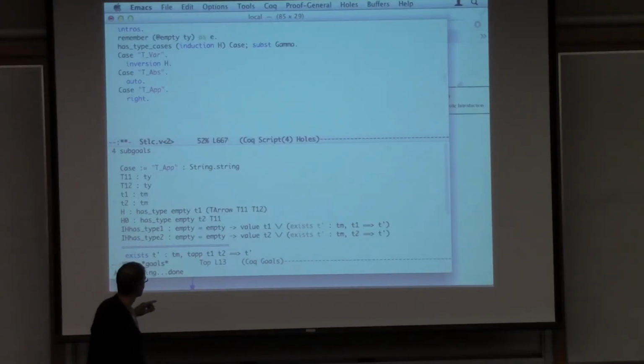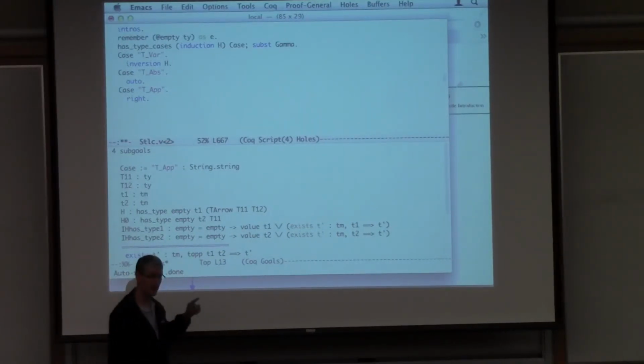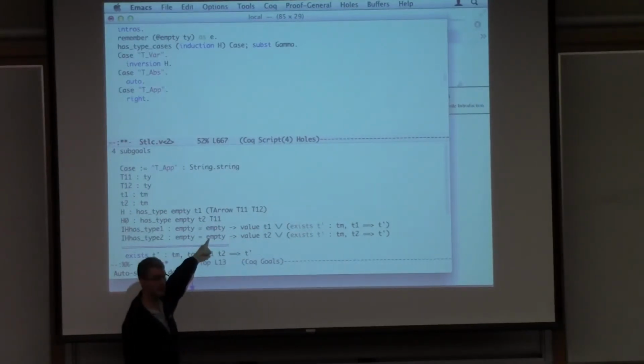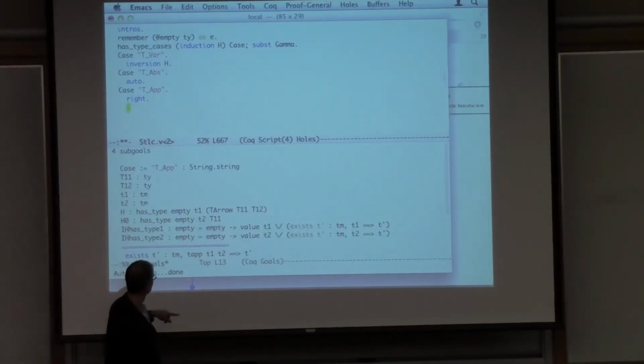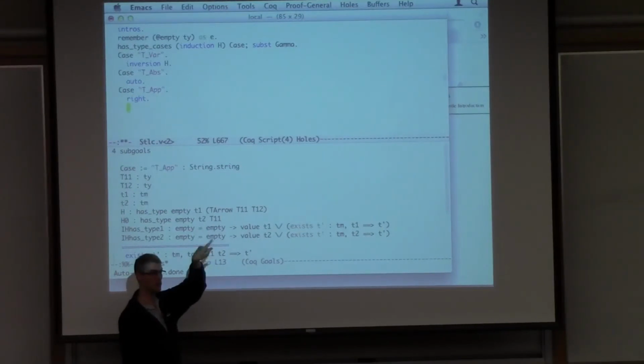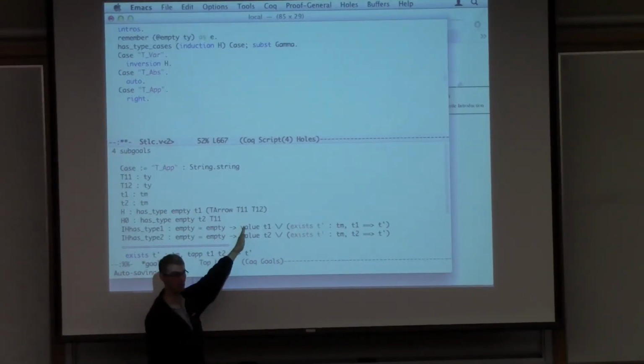If you say inversion on this hypothesis, it's going to fail. And the reason is that this hypothesis does not have an inductively defined type, right? It has a pi type because of this trivial assumption. It's possible to deal with that. So we can, for example, assert a little local lemma that empty equals empty, and then use apply in to get rid of this, and kind of peel off this part.